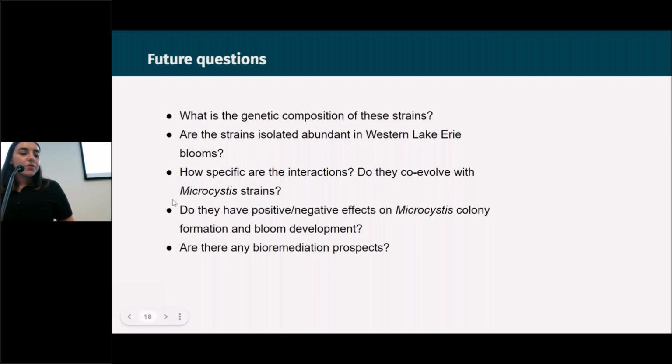And then through growth experiments, do my particular strains isolated this year have a positive or negative impact in Microcystis colony formation? And just for an extra fun thing that could be found within those genes, is there any bioremediation prospects? Because usually these heterotrophs have the ability to decompose very interesting materials, and just looking over those genomes to see if there is the identification of those genes.